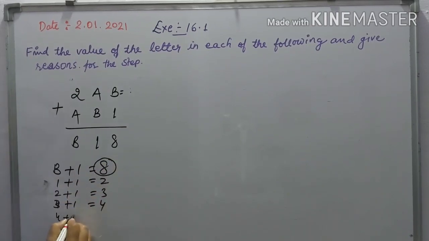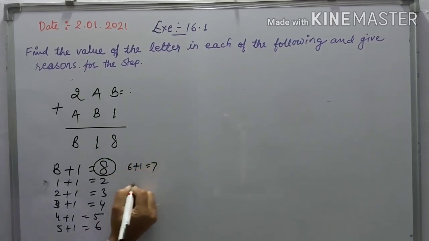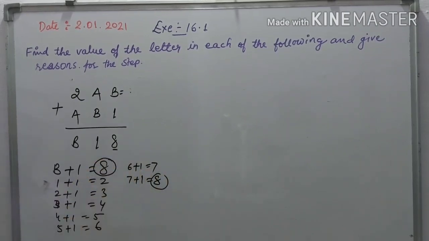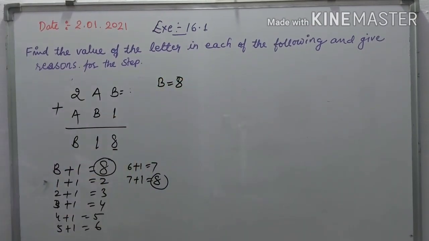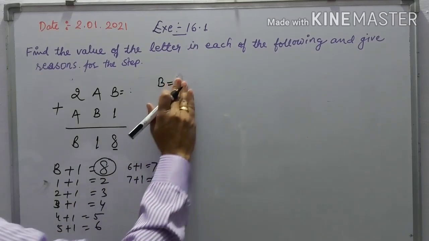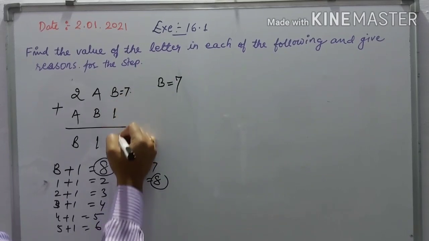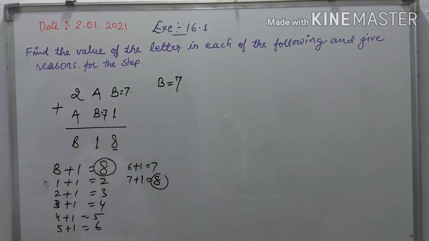Then 4 plus 1 is equal to 5, 5 plus 1 is equal to 6, 6 plus 1 is equal to 7, and 7 plus 1 is equal to 8. There 8 will come. Okay, so it means that the value of b is equal to, suppose, 7. Sorry, 7 plus 1 is 8. You write the 7, 7 plus 1 is 8, and here this is the value of 7.